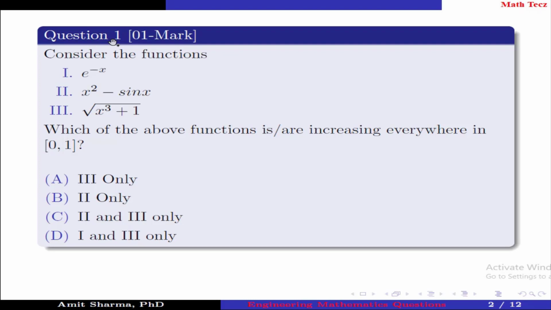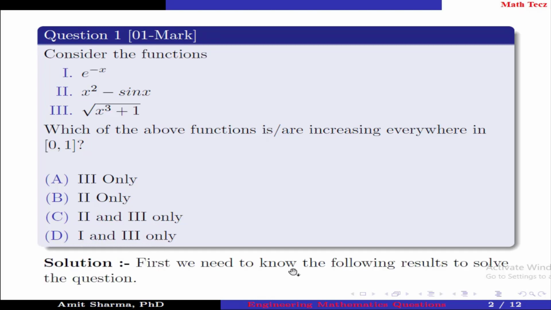Question number 1, containing 1 mark. Consider the function, first function e to the power minus x, second function x square minus sin x, third function square root of x cube plus 1. Which of the above functions is increasing everywhere in closed interval 0, 1? Option A, third only. Option B, second only. Option C, second and third only. Option D, first and third only.